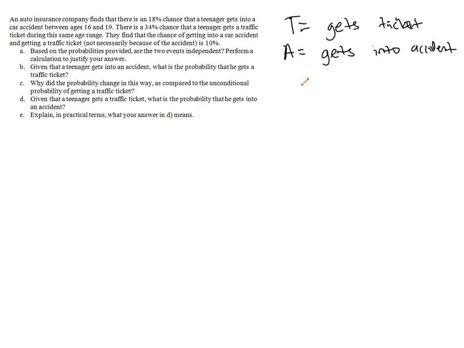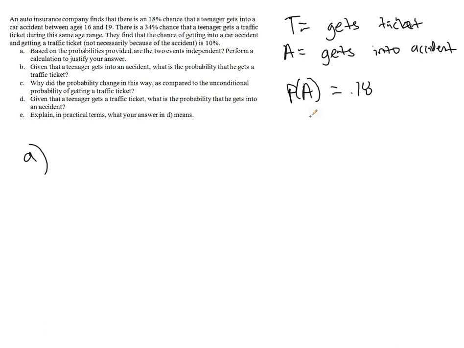So in this problem, we're looking at two possible events that can happen. Event T equals gets a ticket, or event A equals gets into an accident. We want to know if these two events are independent. What we know is that there's an 18% chance that a teenager gets into a car accident. So the probability of a car accident is equal to 0.18.